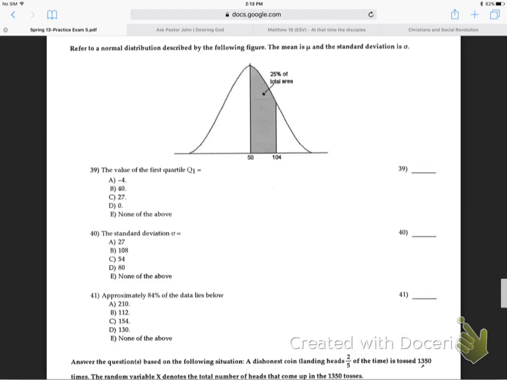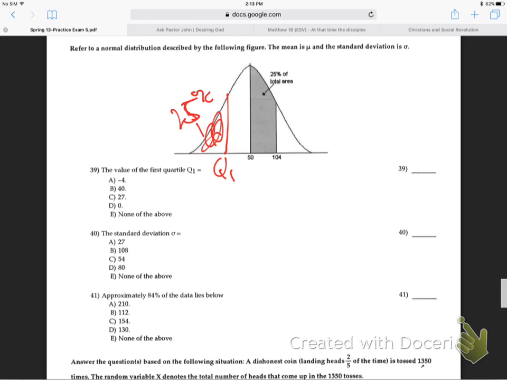Okay, 39, the value of Q1. Looking at 39, how do you find the value of Q1? What does Q1 always mean? First quartile. So it's somewhere over here, right? It's early on. It's before halftime, right? It's into the first quarter. In fact, it's 25% of the data, right?